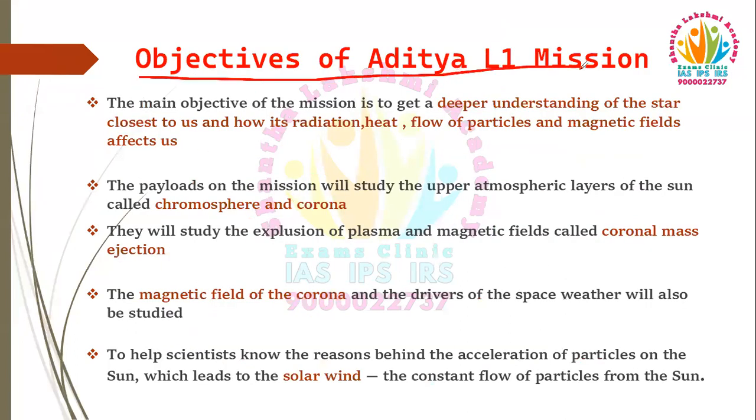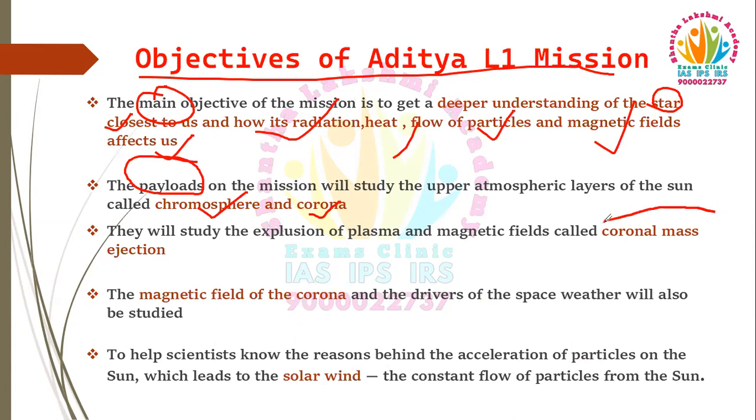Next, objectives of the L1 mission. The main objective of the mission is to have a deeper understanding of the star that is closest to us, here the sun, and to study how its radiation, heat, flow of particles and magnetic fields affect us. The payloads on the mission help us study the upper atmospheric layers of the sun, that is the chromosphere and corona. It will also help us study the source of coronal mass ejection.